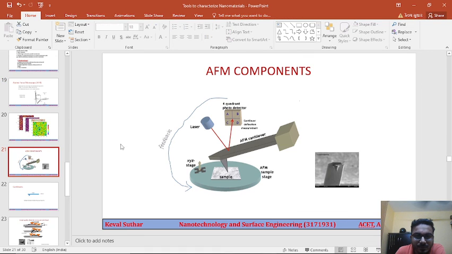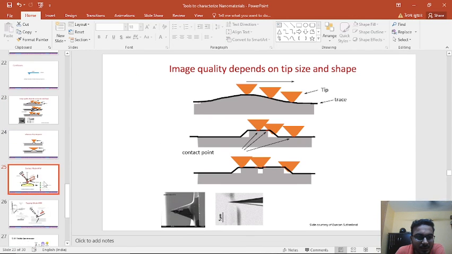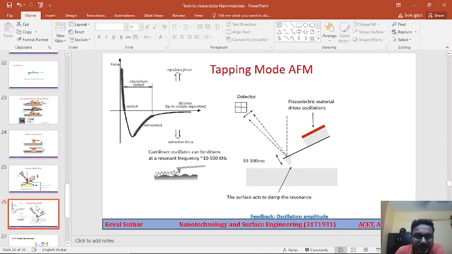that is contact mode and tapping mode. It essentially has a cantilever along with a sharp tip and a laser beam and a detector. Here is the contact mode, and then the next is tapping mode.